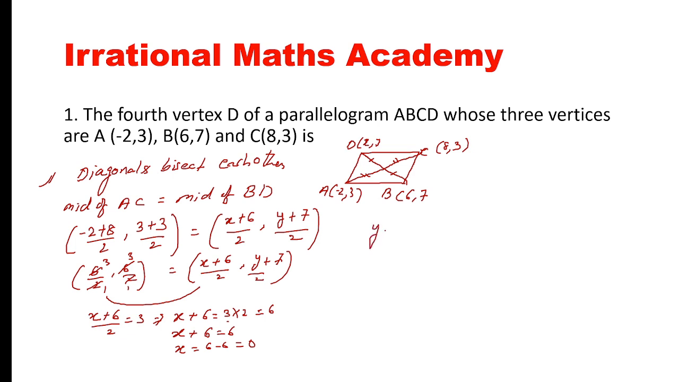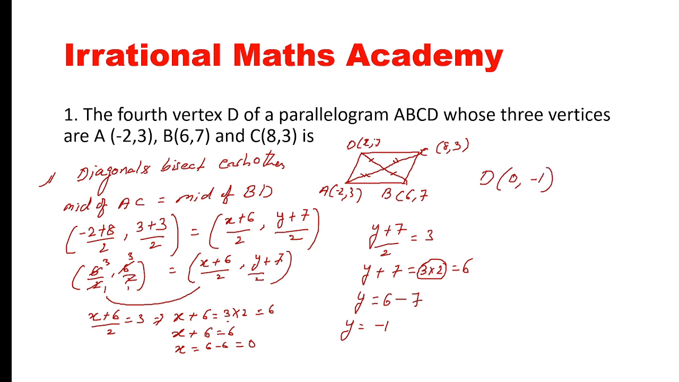Now we'll see for y coordinate. So (y + 7)/2 equal to 3. Y + 7 equal to 3 into 2, equal to 6. So y equal to 6 minus 7. Y equal to minus 1. So the D coordinates are: x coordinate is 0 and y coordinate is minus 1. Is this clear? Next question.